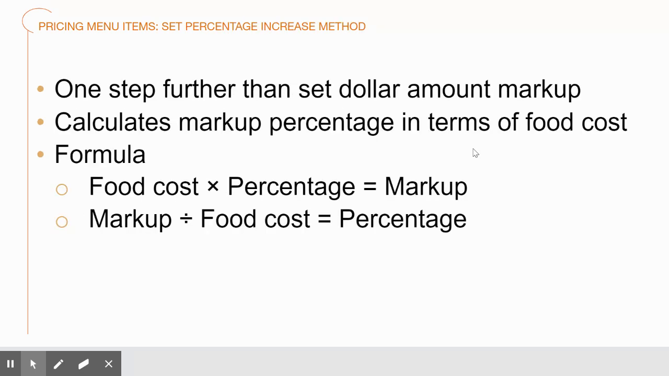So one step further than the set dollar amount markup is calculating the markup percentage in terms of food costs. And that formula is food cost times percentage equals the markup, and the markup divided by food cost equals the percentage.